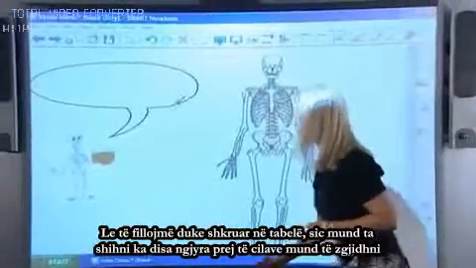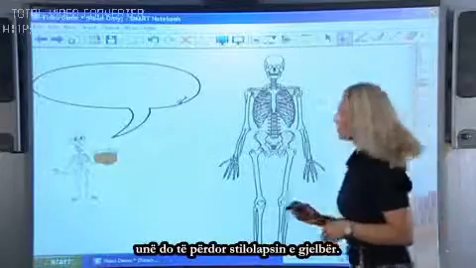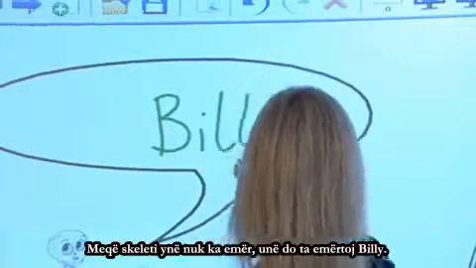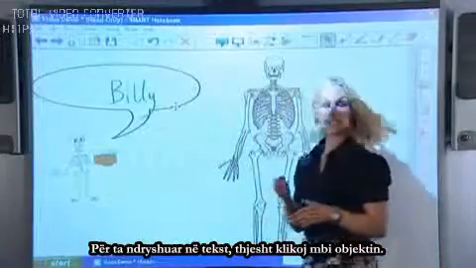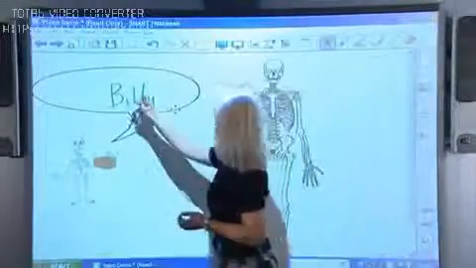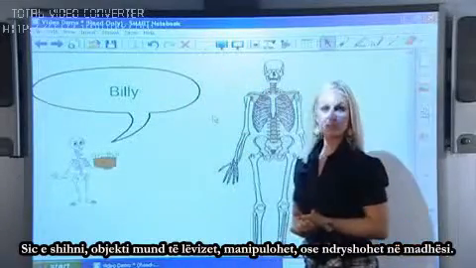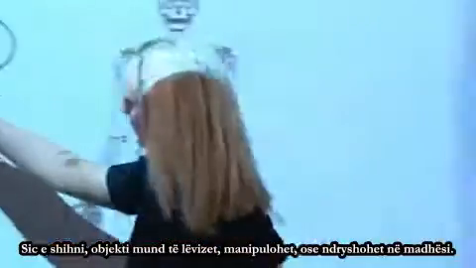As you can see, there are numerous colours to choose from. I'm going to use the green pen. Since our skeleton doesn't have a name, I'm going to label him Billy. To change it into text, just click on the object. As you can see, the object can be moved, manipulated, or resized.